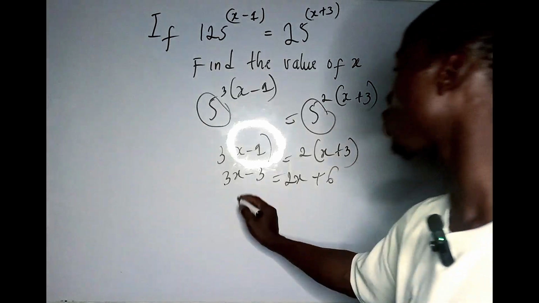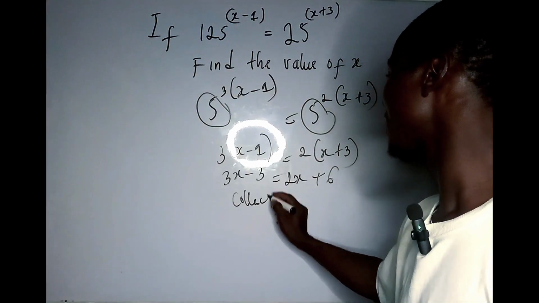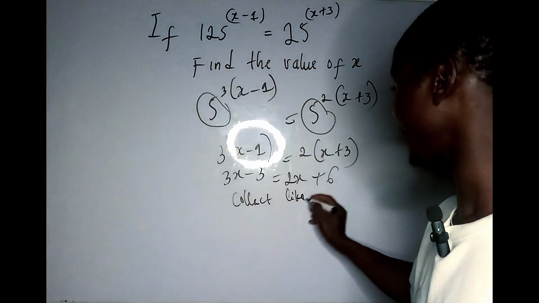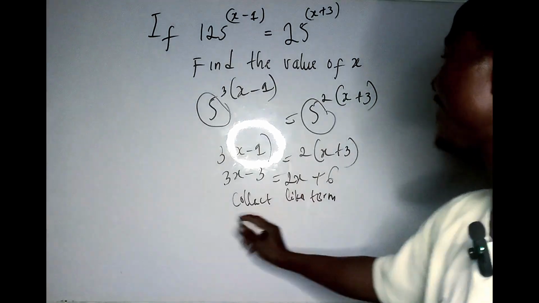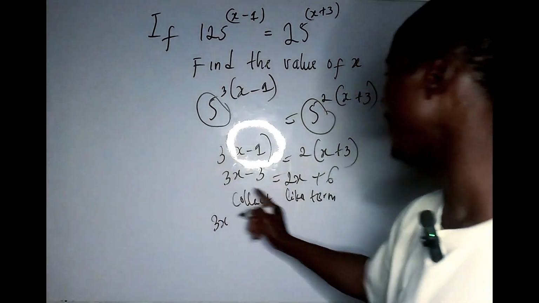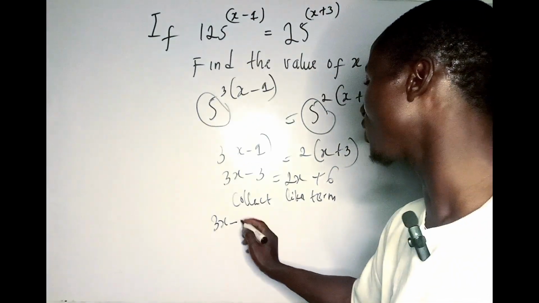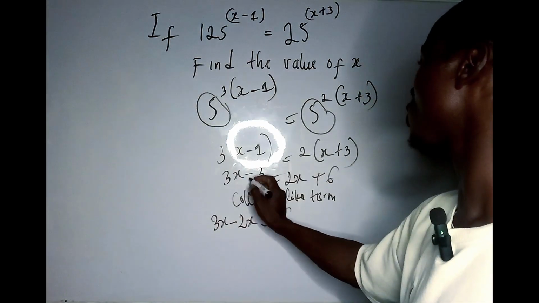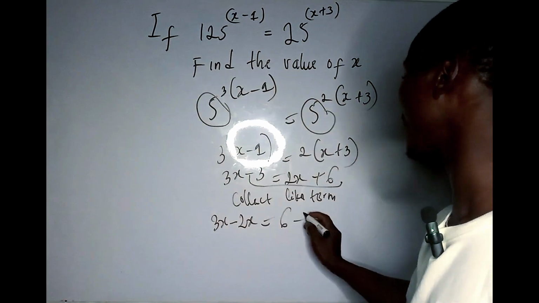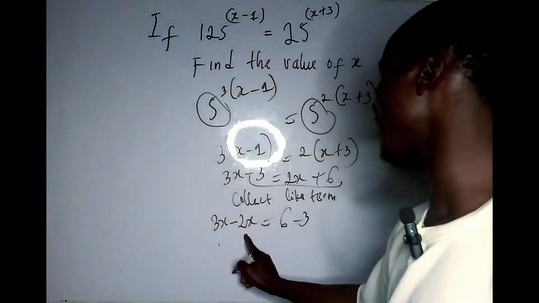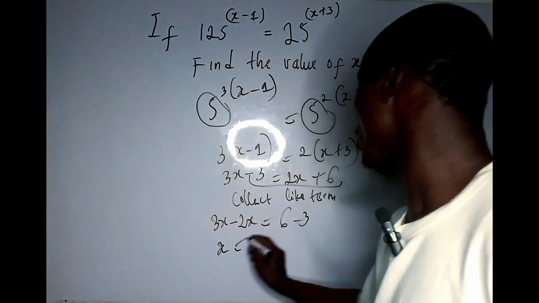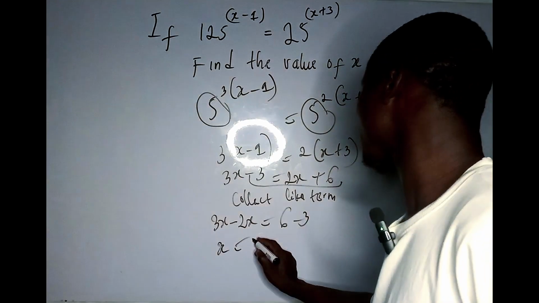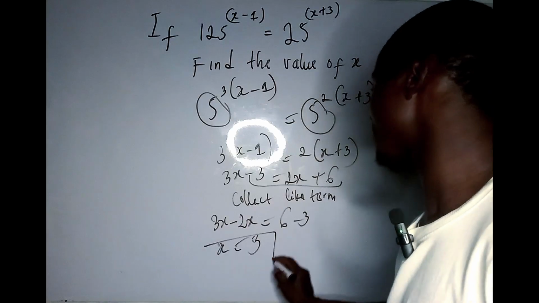Now, what do we do? Let us collect like terms. Collecting like terms, we have 3x over here. So, when this comes here, it becomes minus 2x. Then equals 6. When this comes here, the sign changes to minus 3. So, we have 3x minus 2x gives us x, equals 6 minus 3 gives us 3. So, our value for x is 3.